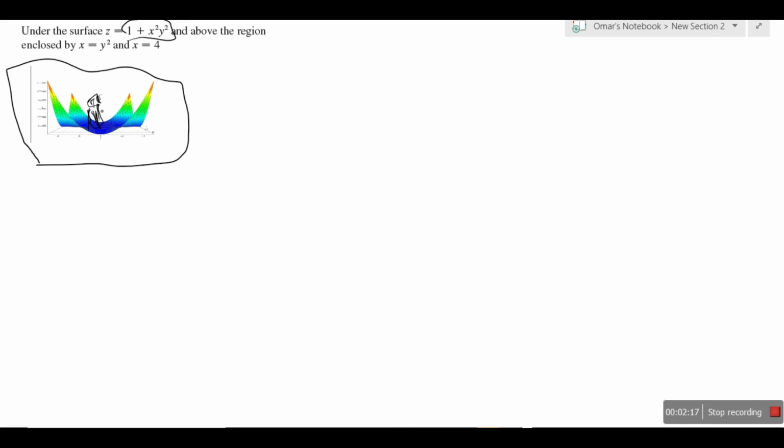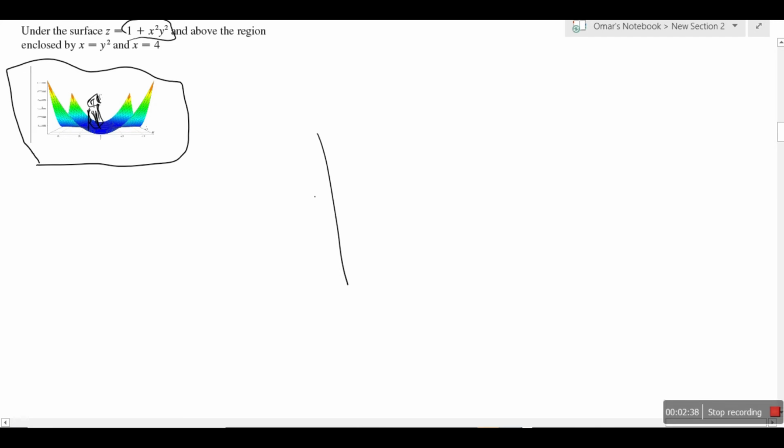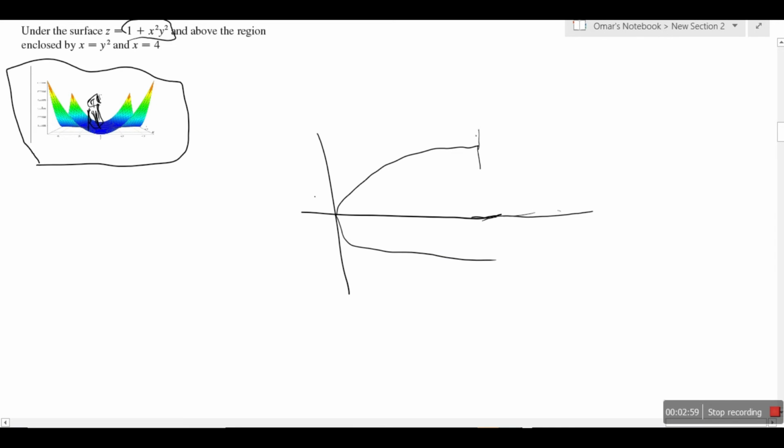If we draw up the regions, that's not steep enough. Wait a second. So we have x equals y squared, which is something like that, and x is equal to 4.